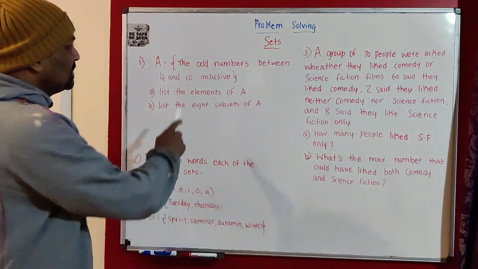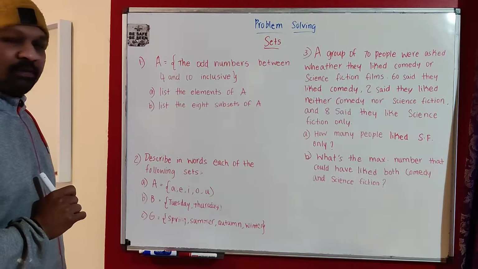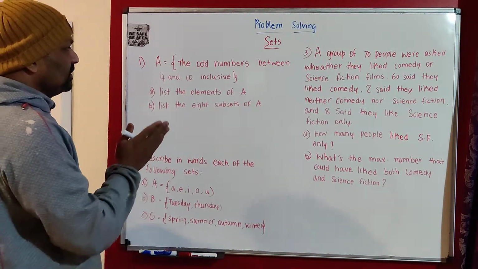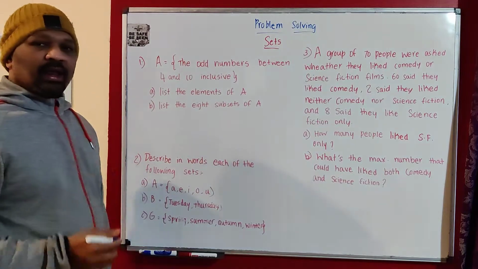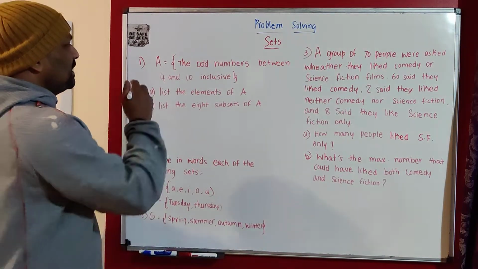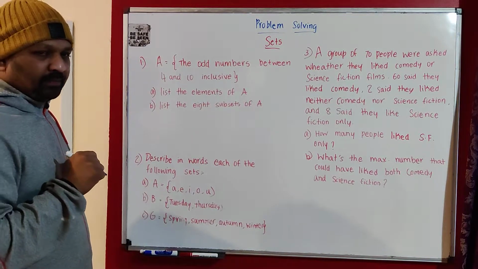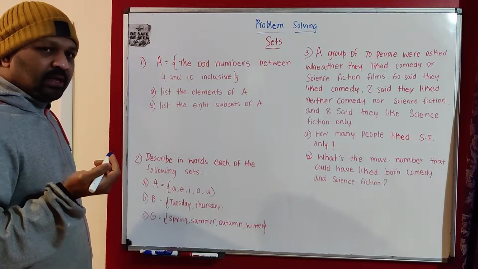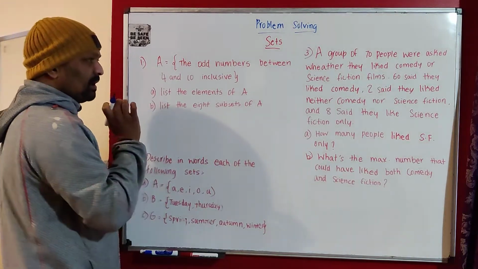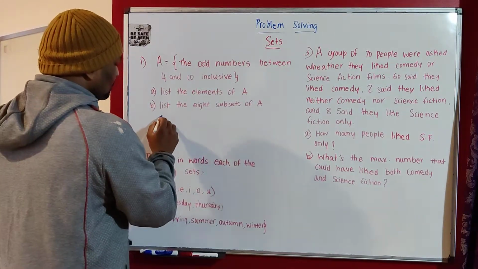So what is given here? This is a statement, and using that statement you have to write an equivalent set. Okay, so A is a set. Always, a set is indicated by a capital letter. It can be A, B or C, D or anything, but it should be a capital letter. Okay, so let's try to solve this one.